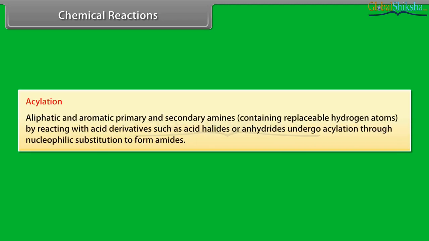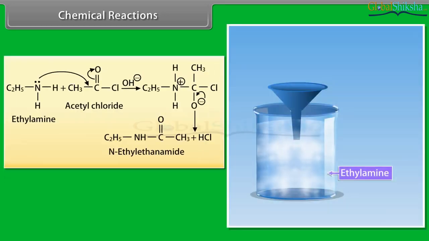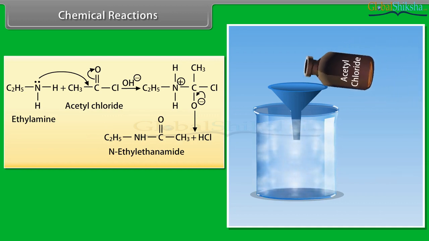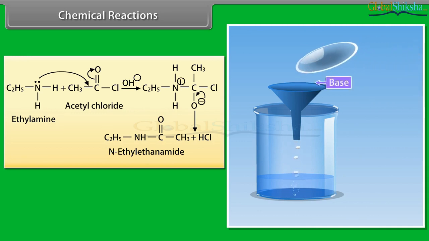Acylation. Aliphatic and aromatic primary and secondary amines containing replaceable hydrogen atoms, by reacting with acid derivatives such as acid halides or anhydrides, undergo acylation through nucleophilic substitution to form amides. Acetyl chloride reacts with ethylamine in the presence of base and forms an intermediate which forms N-ethylethanamide and hydrochloric acid.